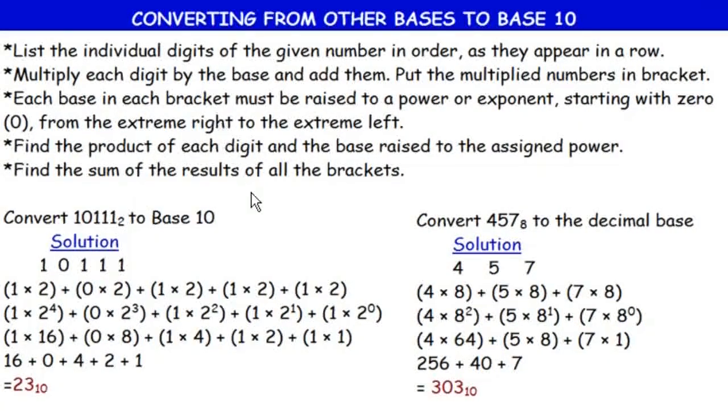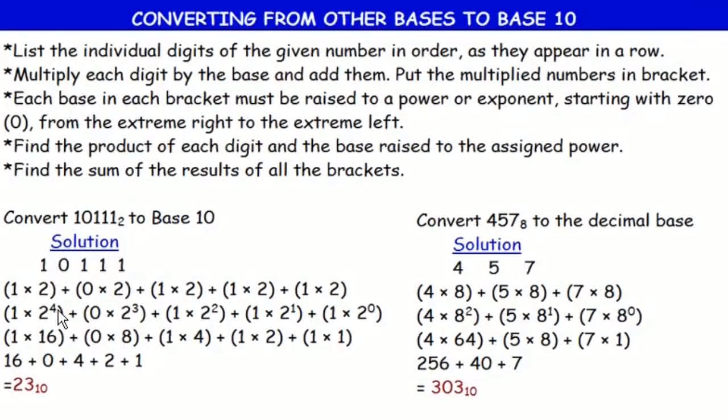We are going to use this example to go through the steps. If we are asked to convert 10111 base 2 to base 10, how do we go about it? Let's take a look at the steps involved. Step 1 says list the individual digits of the given number in order as they appear in a row. So you spread out the digits: 1 0 1 1 1.